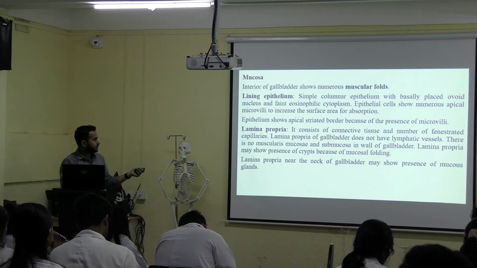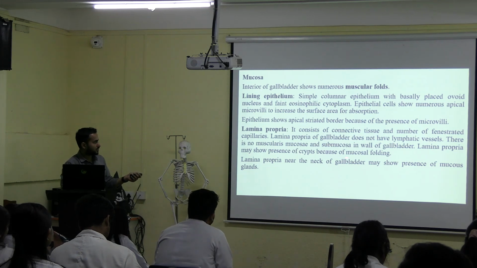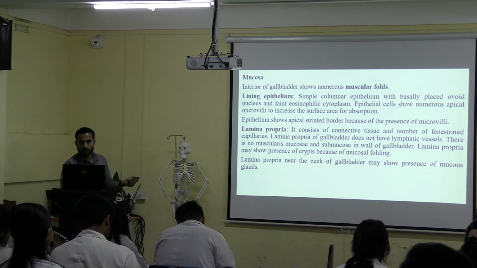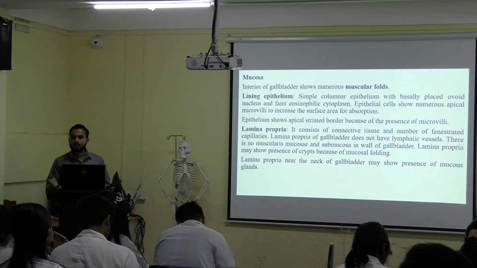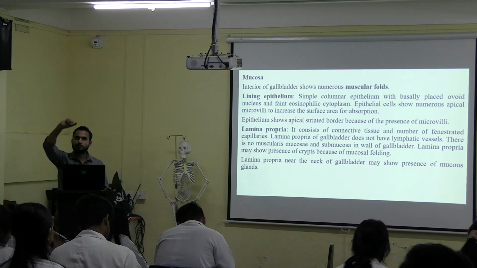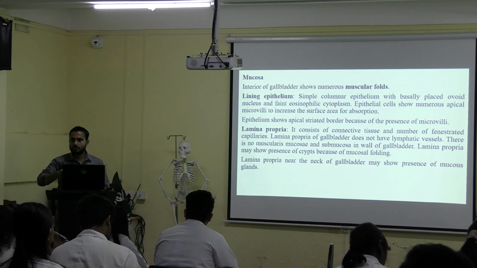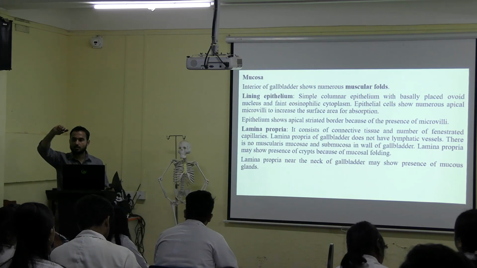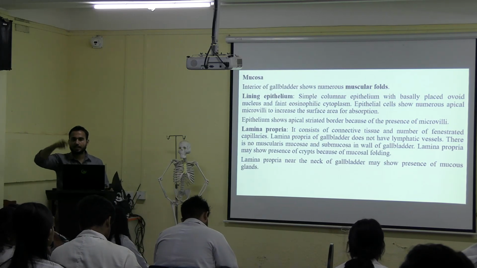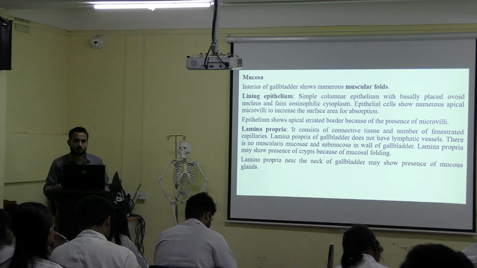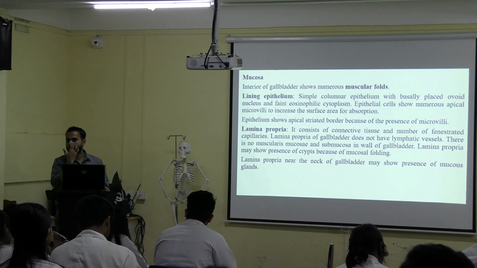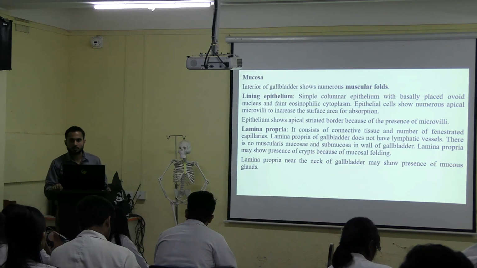Now, the lamina propria may show the presence of crypts because of the mucosal folding. Why are the crypts present? Because of the mucosal folding. That means you will see one fold is there and then again it is going down. So that particular part is called a crypt. Again there is one fold. So in between the 2 folds, the area which is present is called a crypt. And these are formed because of the muscular folds which are present inside the gallbladder.